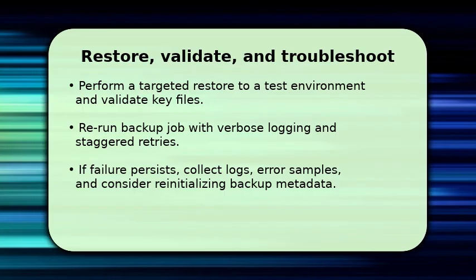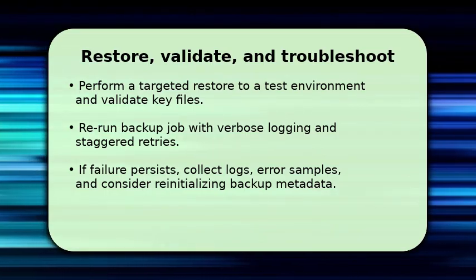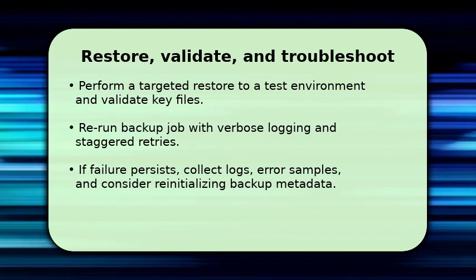Then, rerun the backup job with verbose logging and staggered retries to catch transient network or throttling issues, and make sure retention policies don't purge rebuilt segments. If problems persist, collect full logs and representative error samples, and consider reinitializing the backup metadata or recreating the backup set. That single troubleshooting.